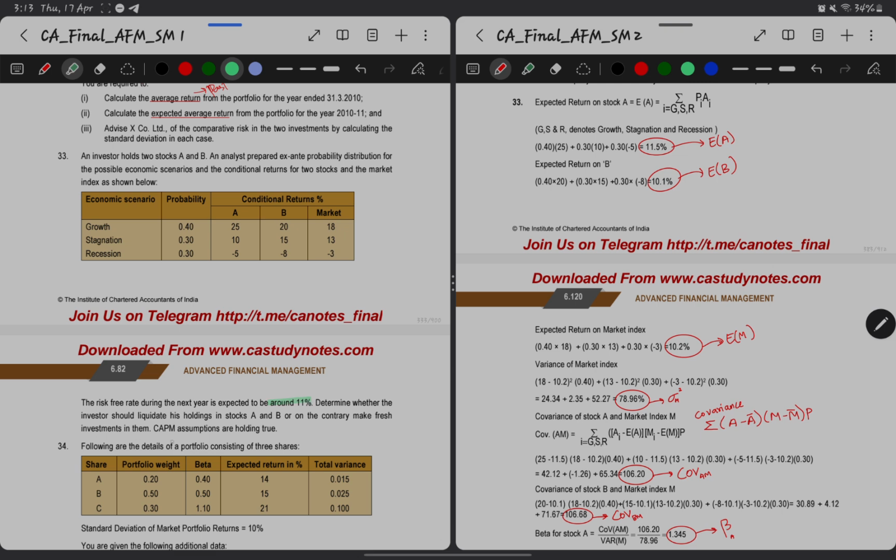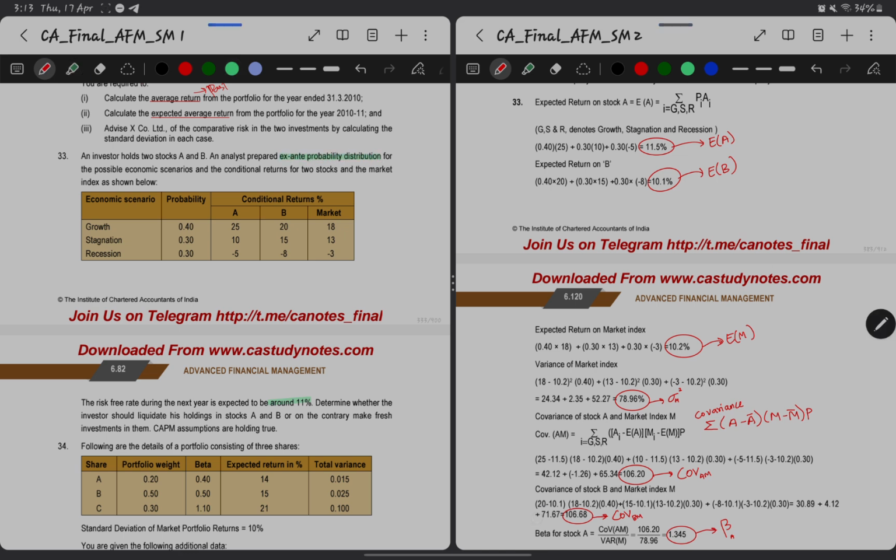Determine whether the investor should liquidate his holdings in stock A and B, or on the contrary make fresh investments in them. Either he should liquidate or make fresh investments. They told CAPM assumptions are holding true, so CAPM can be used to find out the returns, and then we can compare the returns. Now first thing, what is this ex ante probability distribution?